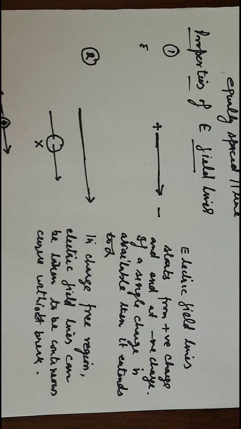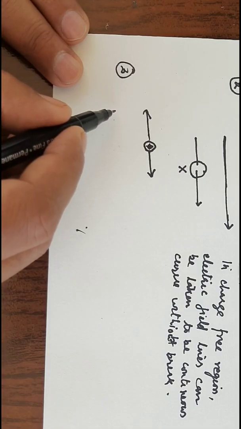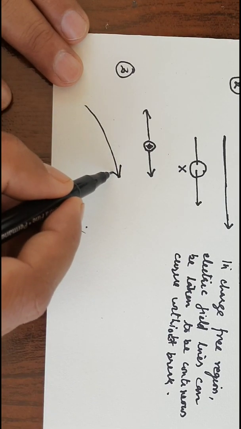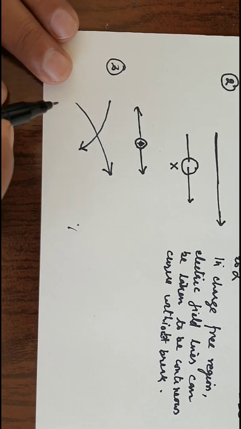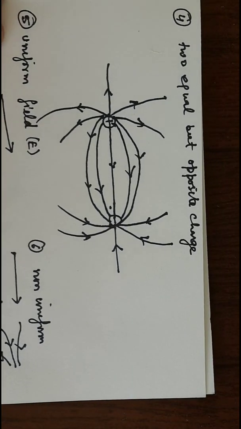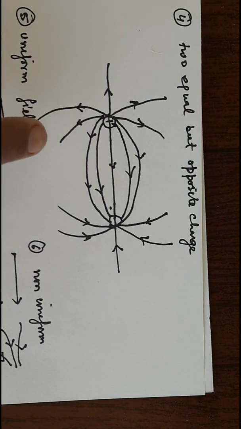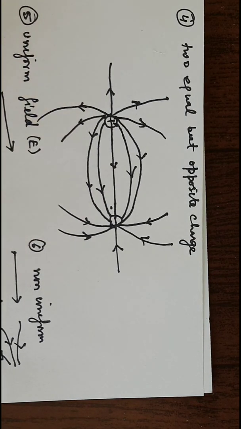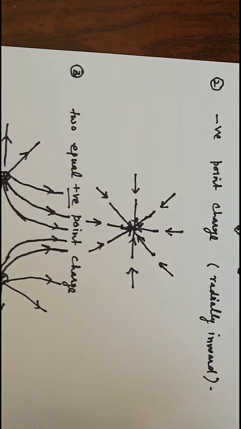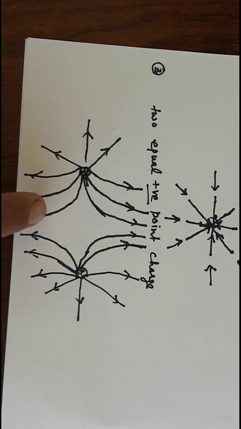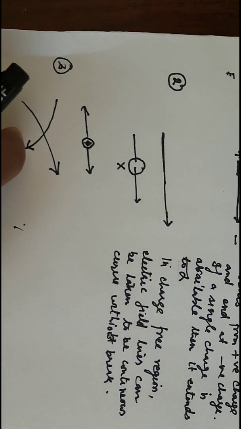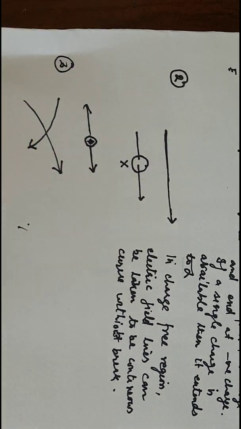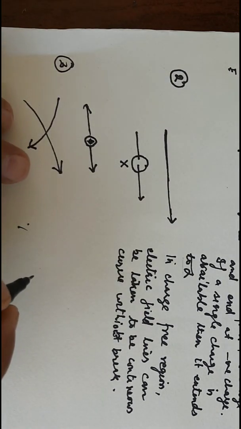The third point is that electric field lines never cross each other. We will not find electric field lines crossing each other. If you see this diagram of an electric dipole, here also we have no crossing electric field lines. You can see this also. Here also the electric field lines are not crossed. They have no crossing point. So this is the third property, that electric field lines never cross each other.